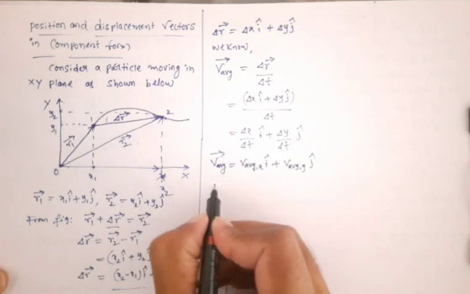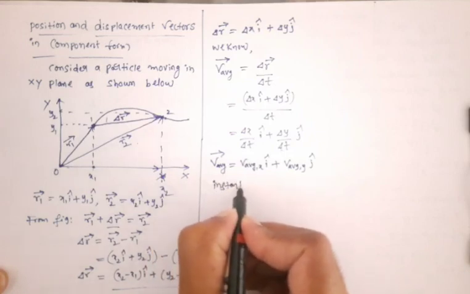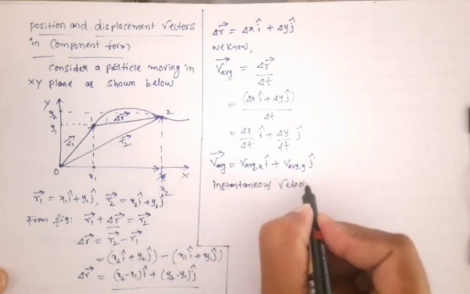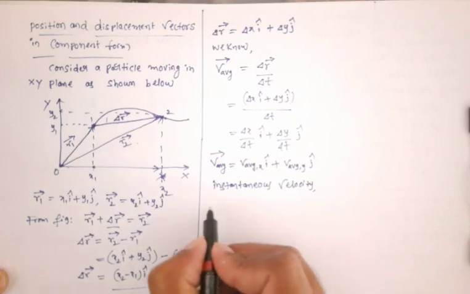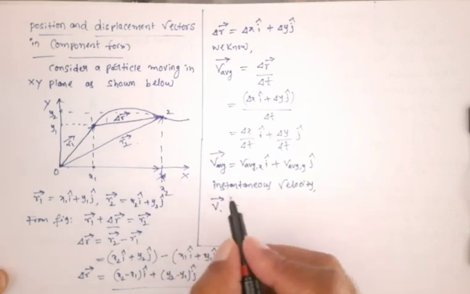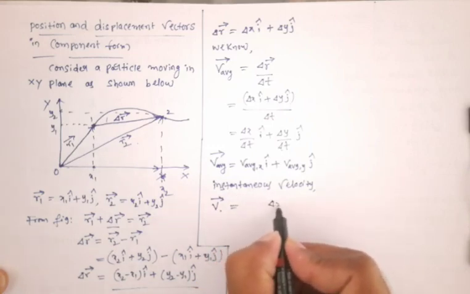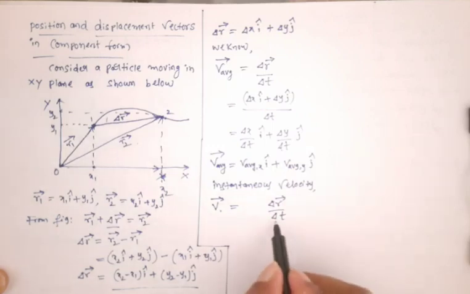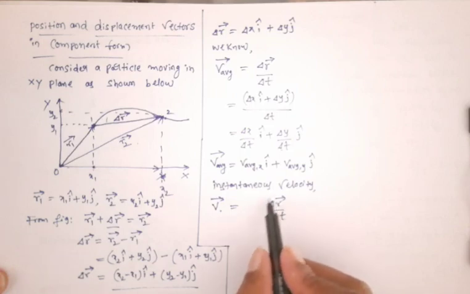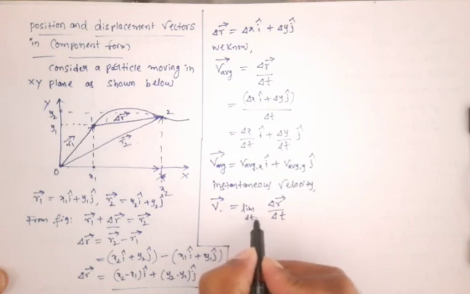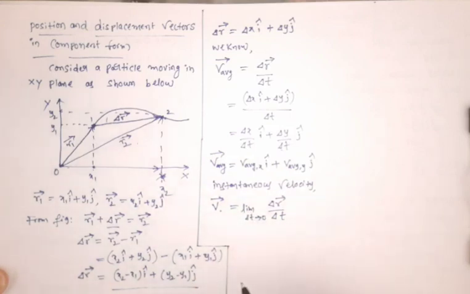Now we can also write the equation for instantaneous velocity. Let us write instantaneous velocity. Do we write any subscript here? No. So how do we get instantaneous velocity? First we take average velocity. Average velocity only becomes instantaneous velocity when delta t tends to 0. Whenever the time gap becomes very small, close to zero, this average velocity becomes instantaneous velocity. So limit delta t tends to 0.